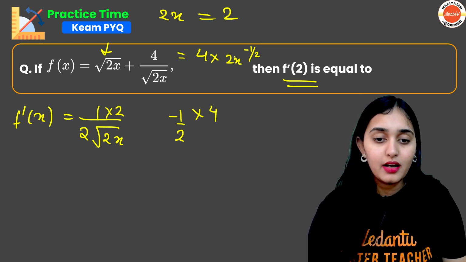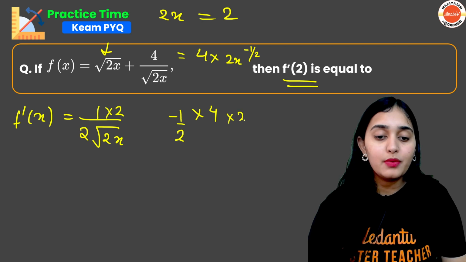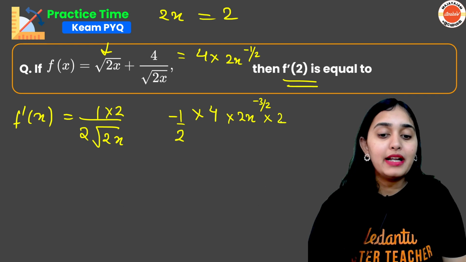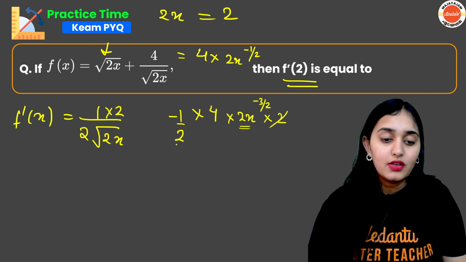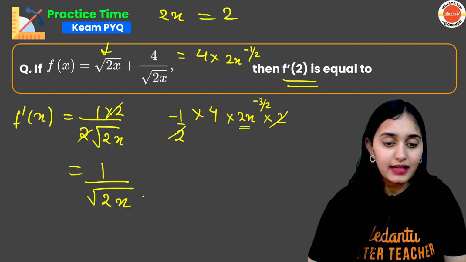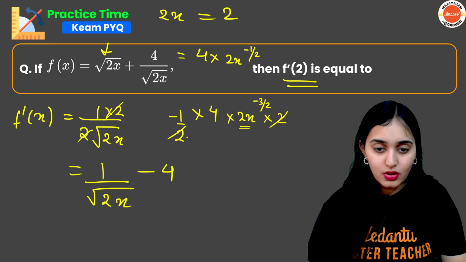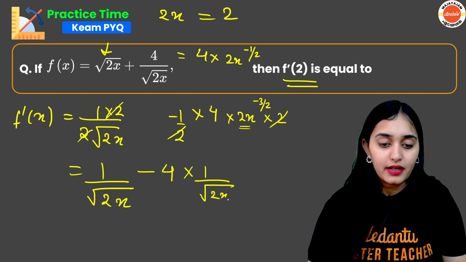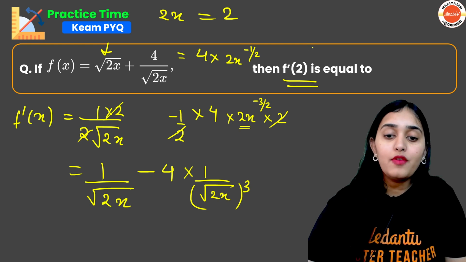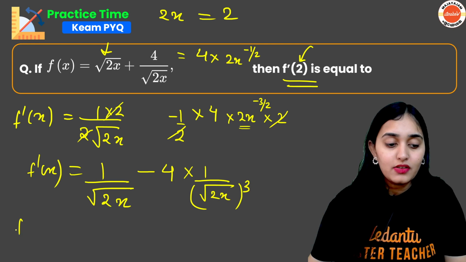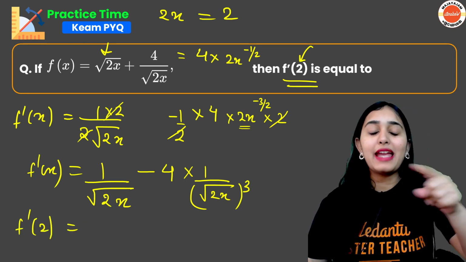Then 2x power will become 2x to the power of minus 3 by 2, and then multiplied by 2 because differentiating 2x also. So 2 cancels 2, we get 1 upon root 2x minus 4 into 1 upon root over 2x to the power 3. Now they want f dash at point 2. So this is f dash of x. So f dash of 2 will be, just put x is equal to 2.